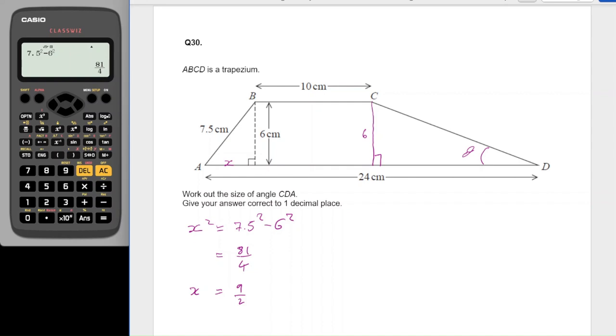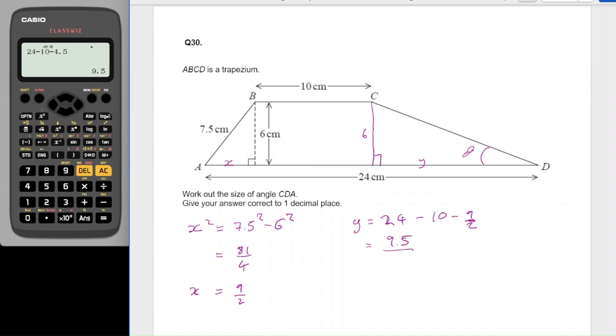So I'm then going to work out this length here, which I'll call y for now, just for my notes. So y is going to be equal to 24 minus 10 minus 9 over 2. So that's going to be 24 minus 10 minus my last answer. So that's clearly not right. There we go, I didn't do that on a calculator, did I? So minus 4.5. So we're looking at 9.5 for that length there. Right, so we've got that length, we've got that length.